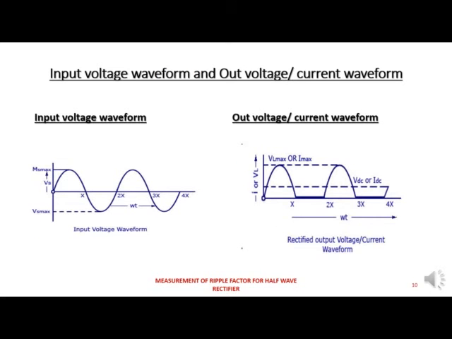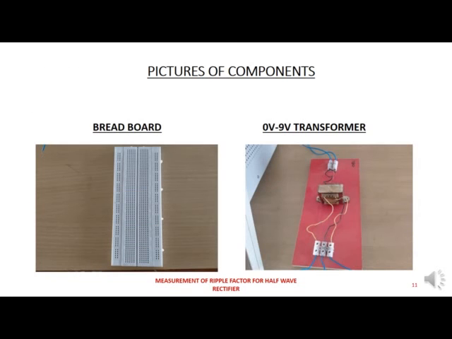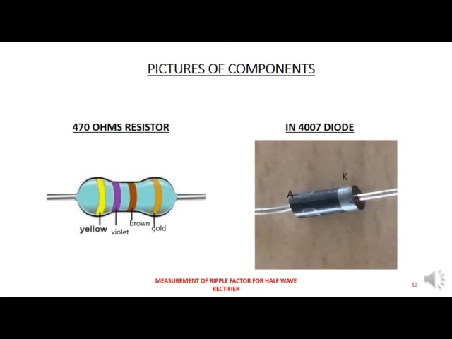The input voltage waveform and output voltage and current waveforms are given. Some pictures and photos of the components are given. Here we can see the breadboard, 0 to 9 volt step down transformer, 470 ohm resistor, and IN4007 diode. You can see in the picture A and K are marked. A means anode and K means cathode.